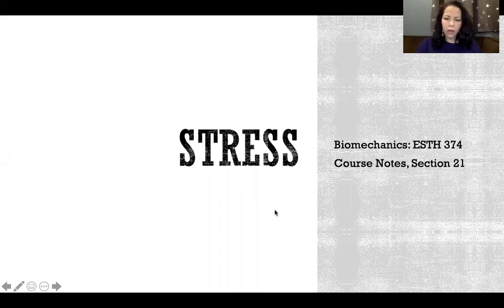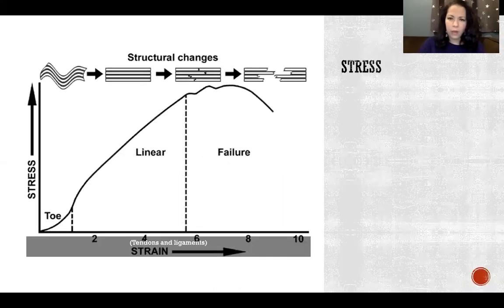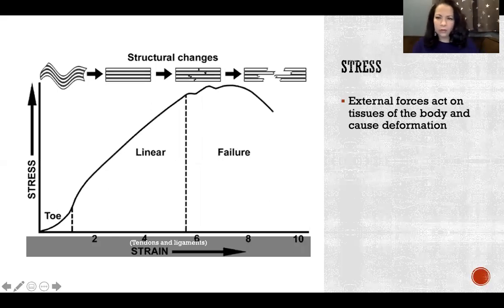Hello, in this video, I'm going to talk about stress. In this context, we're not talking about stress like emotional or physiological stress. Rather, we're talking about forces that are acting on the body and causing stress in the materials, in the tissues of the body. Okay, so in this context, here's what stress is.